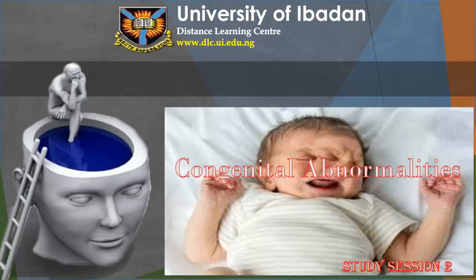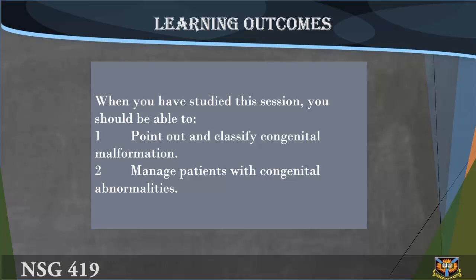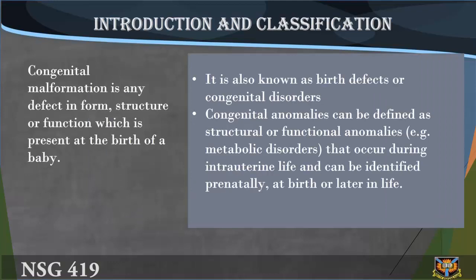Congenital Abnormalities. Introduction. In this study section, we will discuss various forms of congenital abnormalities. We will also examine procedures for managing patients with these defects. Learning outcomes. When you have studied this section, you should be able to point out and classify congenital malformation, and manage patients with congenital abnormalities.